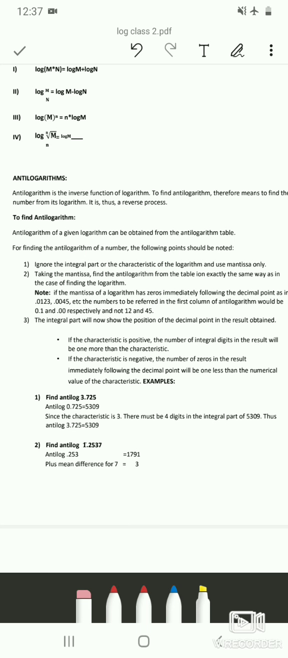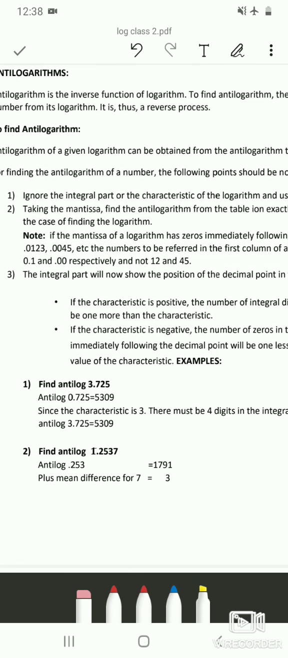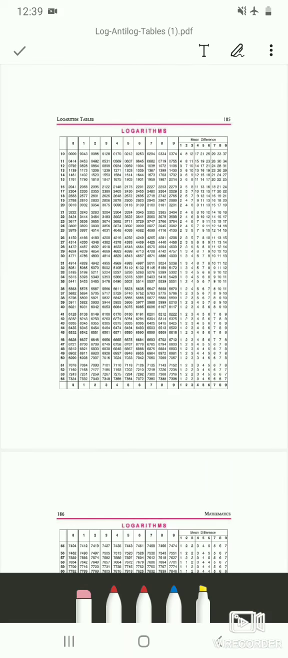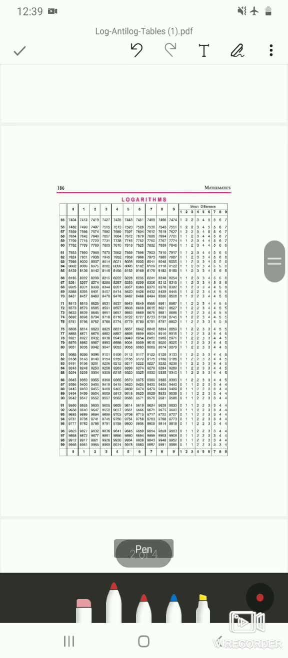So let's see examples. The first example is find antilog of 3.725. As we have seen in the first step, we will just calculate the antilog of the mantissa part. Here the mantissa is 0.725. In the anti-logarithm table, so this is a logarithm table which we had seen in the previous class. Here in the first column the value starts from 10 up to 99.